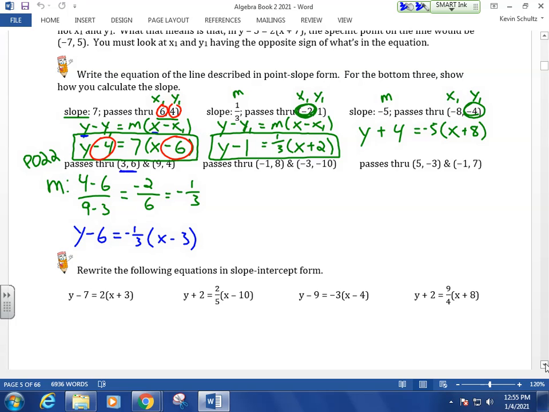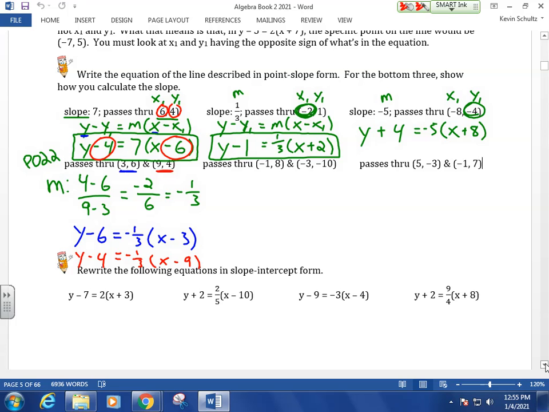That's one option. If we use the second ordered pair, (9, 4), now it would be y minus 4, because 4 is the y value, equals -1/3 times x minus 9, because now 9 is the x value. So you can use either ordered pair, because both of them are on the line. They're both valid in that respect. But you need to find the slope first.